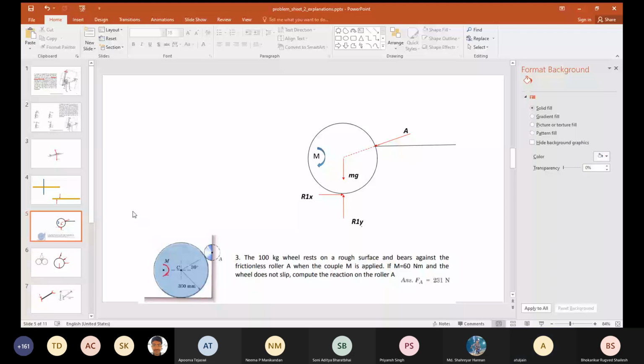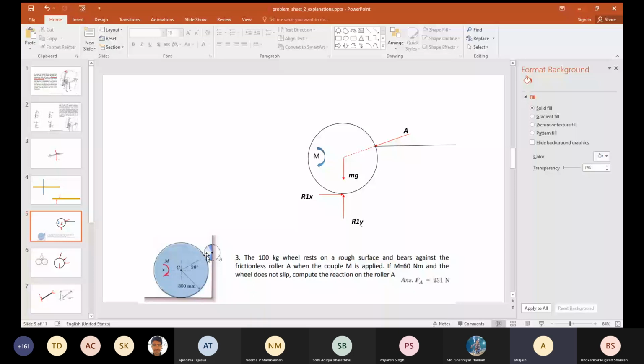So in this question, you have a 100 kilogram wheel, which is this. This is resting on a rough surface, which is this, and bears against a frictionless roller A. A couple M equal to 60 is applied. Compute the reaction at A.